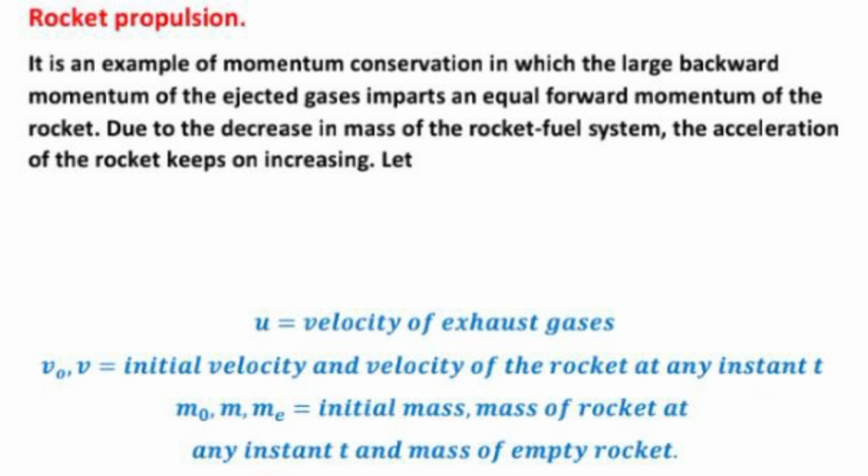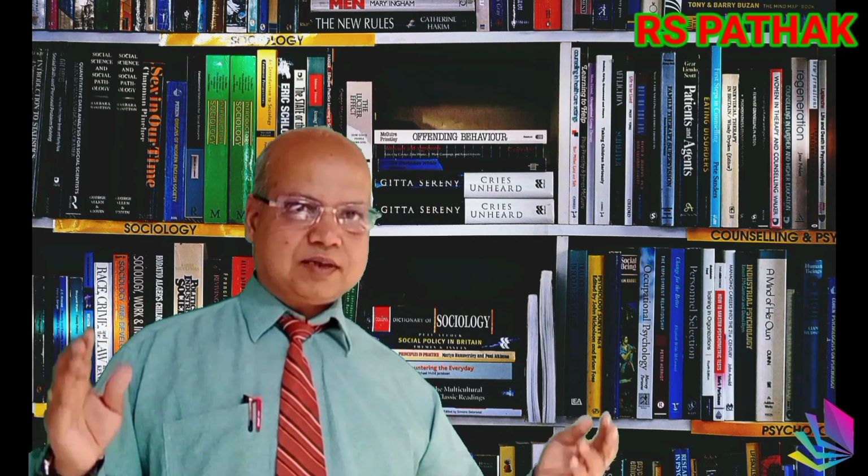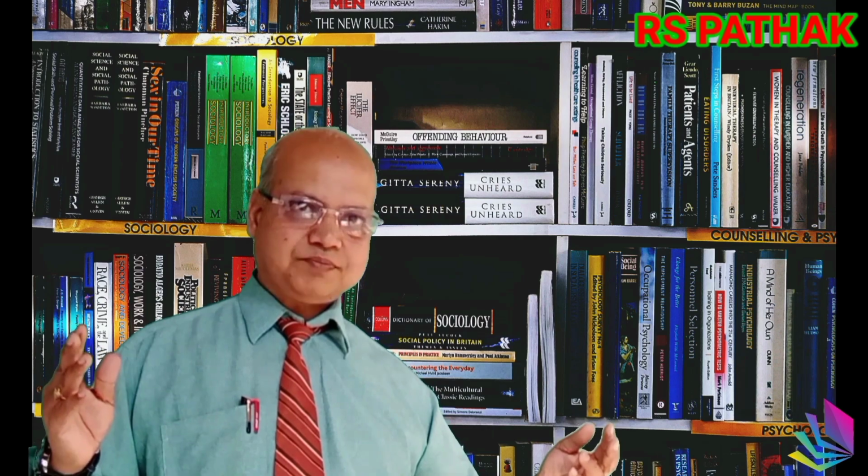Let u equal the velocity of the exhaust gases. Then dm upon dt is the rate of ejection of fuel. Thrust on the rocket will be F equal to minus u dm upon dt. Acceleration of the rocket a equals u upon (m0 minus t dm upon dt), times dm upon dt. Velocity of the rocket v equals v0 plus u log of m0 upon m to the base e.